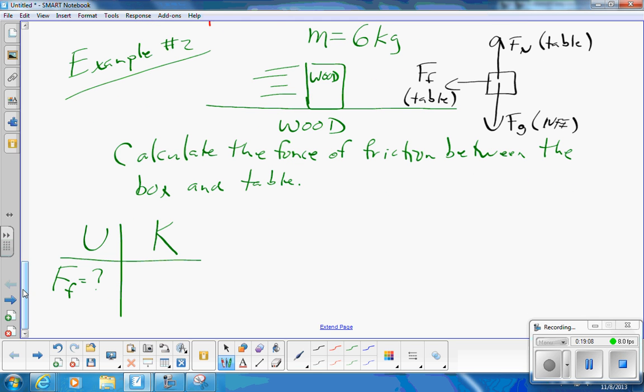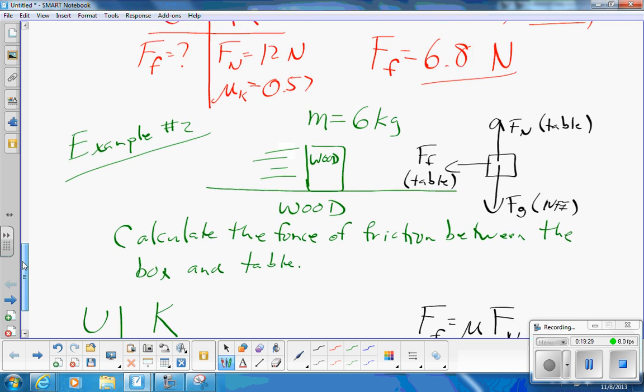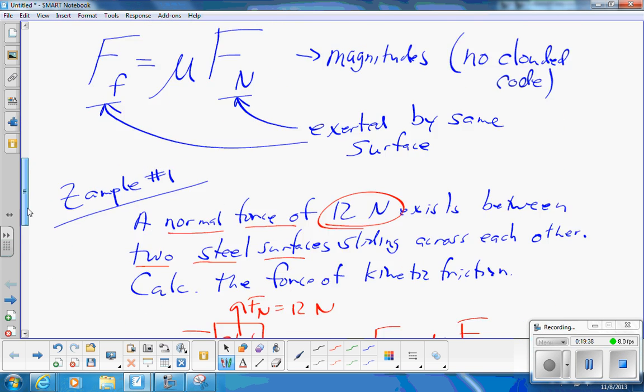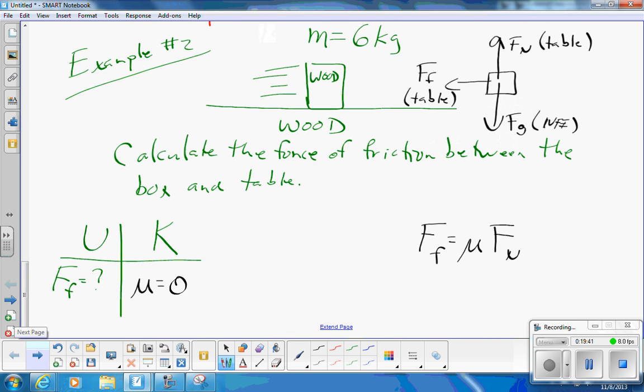So what I have to do instead is use the new formula: friction force is mu times the normal force. Can I get that? Well, it's sliding, so I know I'm using kinetic friction. I need mu, and I do know that, because on the chart on your reference table, wood on wood has a coefficient of kinetic friction, and I make sure I'm using kinetic because it's sliding, of 0.30. So I'm going to plug in 0.30 as the coefficient of kinetic friction.